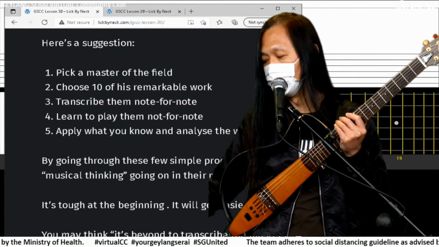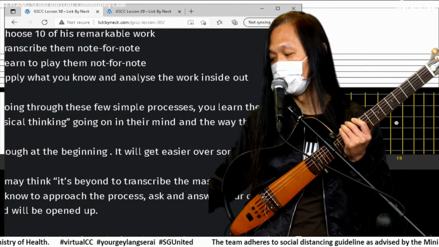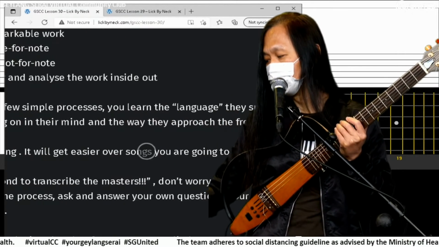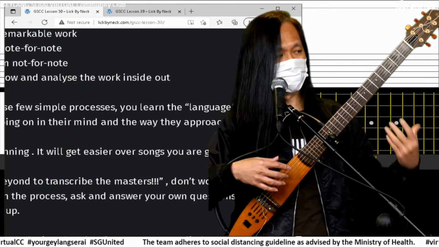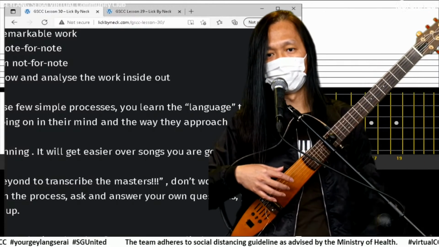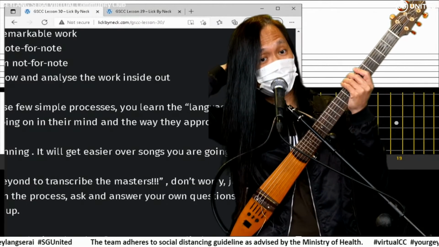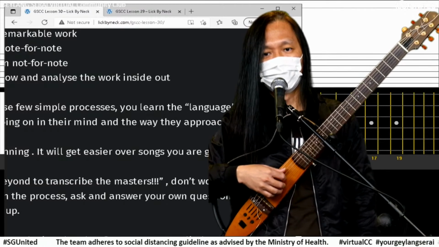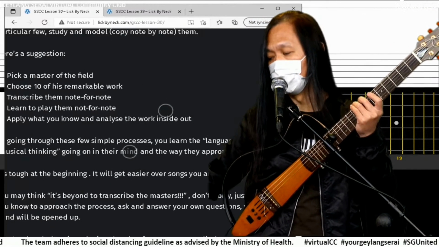By going through this process, you learn the language that they speak, the musical decisions that they make, and how they approach the fretboard. A lot of guitarists are self-taught, so they each have a different way of approaching the fretboard, and you understand how they approach it. So you learn a lot by studying the masters.